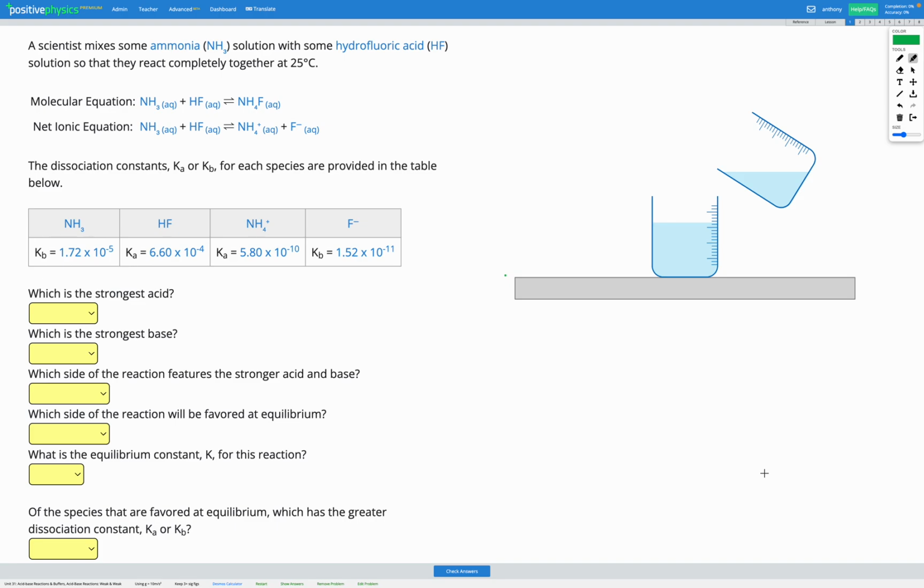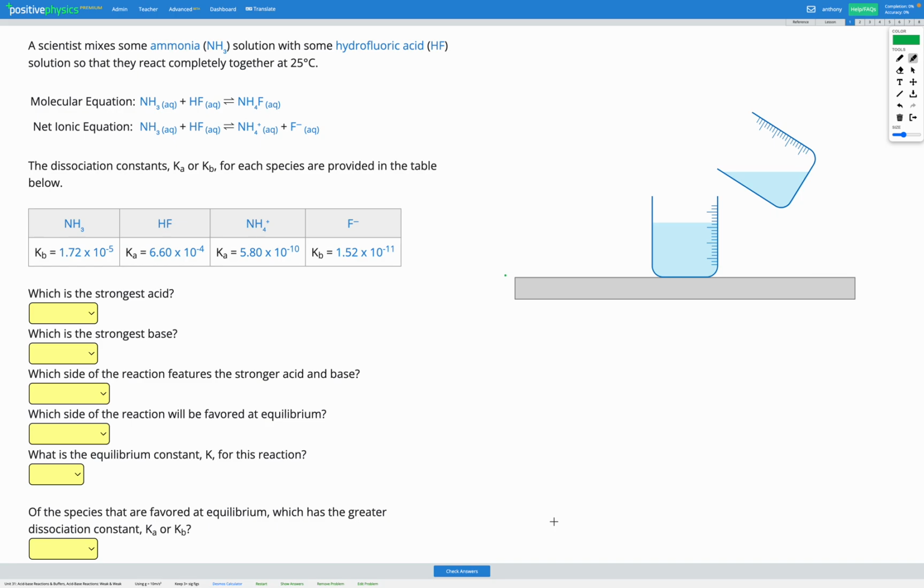In this skill, we're again mixing together an acid and a base. This time, we're mixing together a weak acid and a weak base. We're mixing them together so that they react completely with each other, and our goal is to figure out what our pH will be at equilibrium.